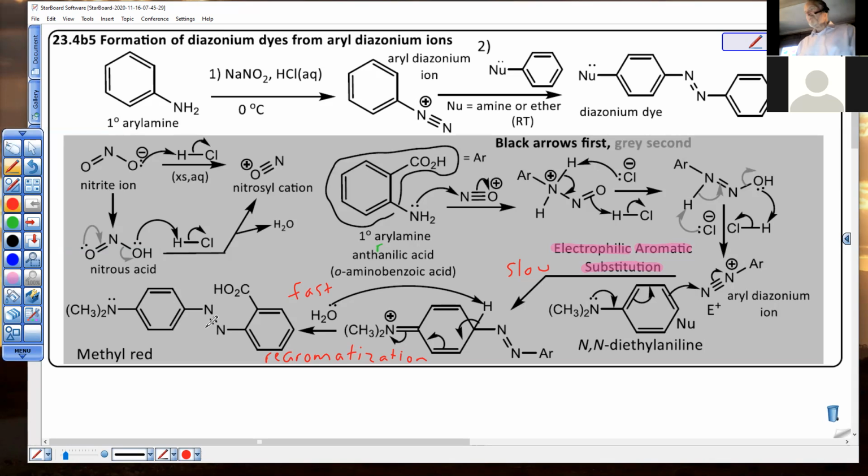This picture of the molecules actually, this is the yellow form of methyl red. I know it sounds silly, but this is the conjugate base of the red form. And we'll discuss indicators and colors shortly. So we've made a diazonium dye. It's got 2 nitrogens in the middle. That's where the diazo comes from. Diazonium dye.